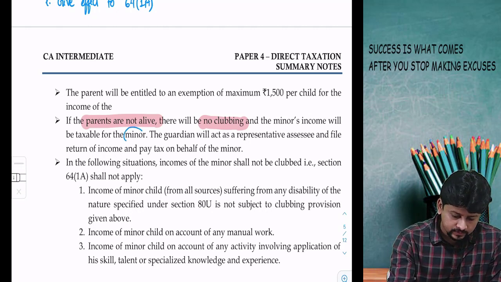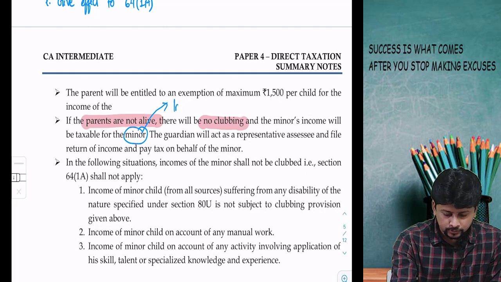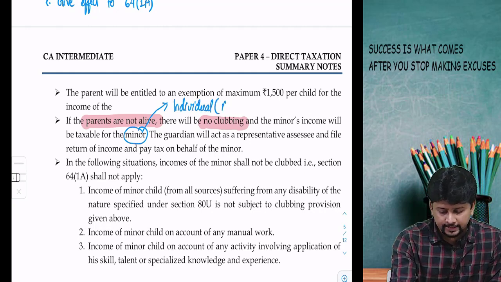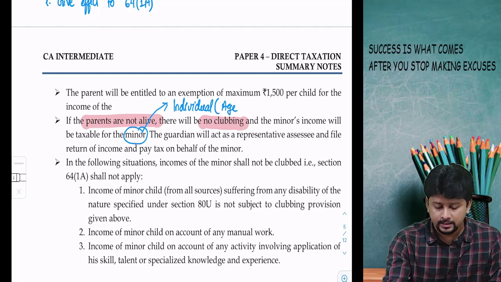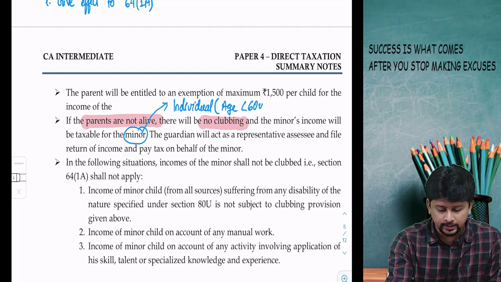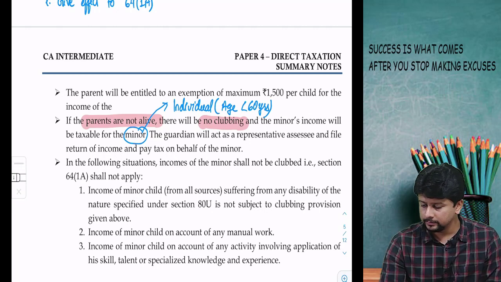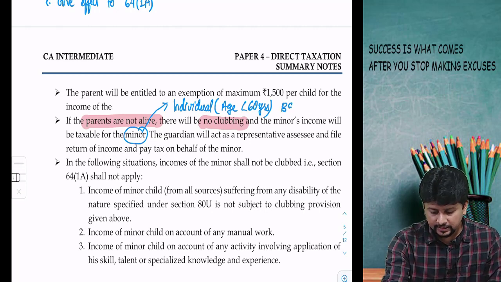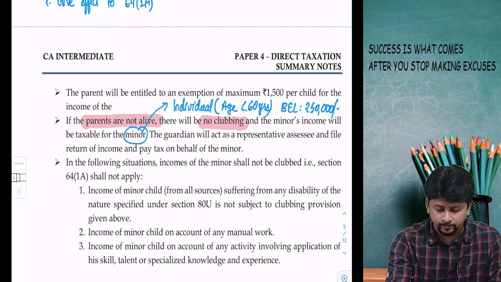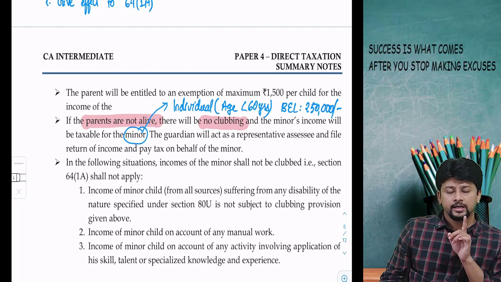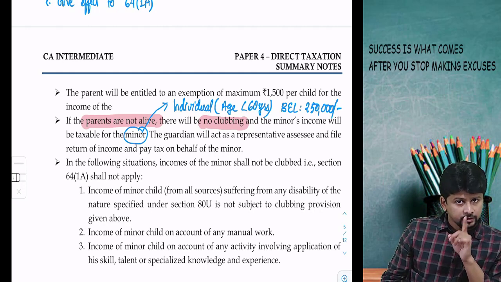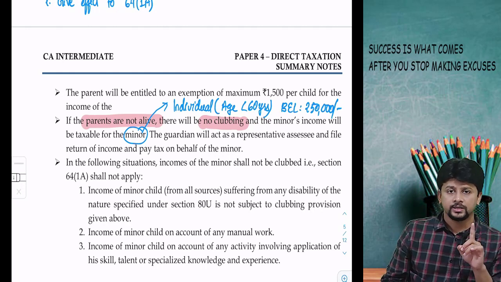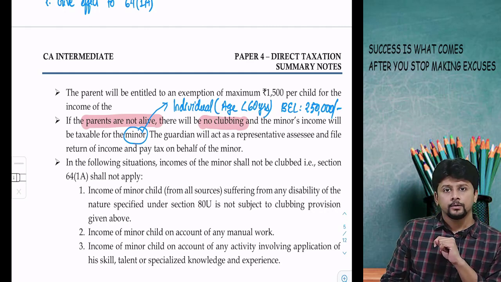Minor by himself or herself is also an individual whose age is below 18 years. So I can also write down that the age is below 60 years. What I mean by this is that the basic exemption limit applicable will be 2,50,000. If clubbing does not happen, income is taxable for the receiver. This was the general rule that I had mentioned some time ago. That rule is applicable here.